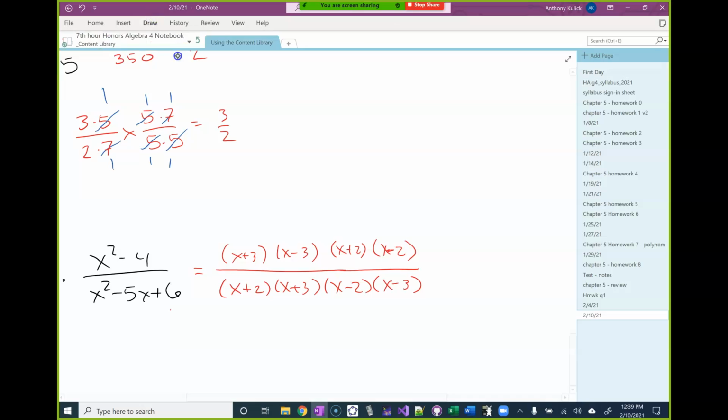Okay. Now it's time to reduce. What can we reduce? I'll start. I can do these x plus 3s, right? What else? The x minus 2s. What else? All of them, right? Everybody agree? So what does this equal then? 1, right? I have 1 times 1 times 1 on top and 1 times 1 times 1 times 1 on bottom. 1 over 1 is just 1.